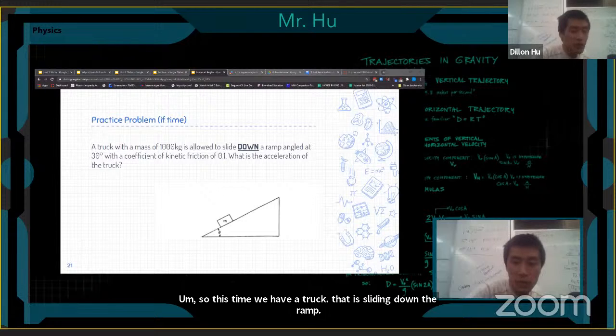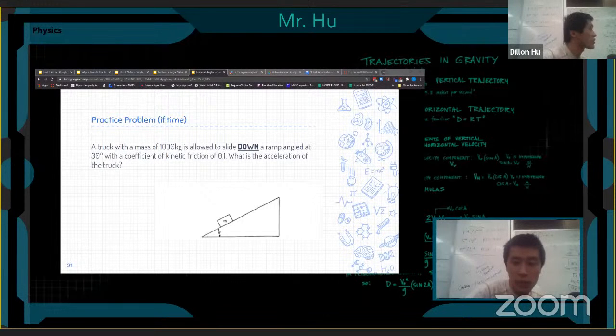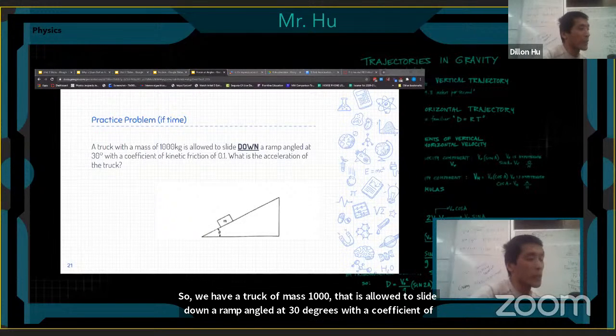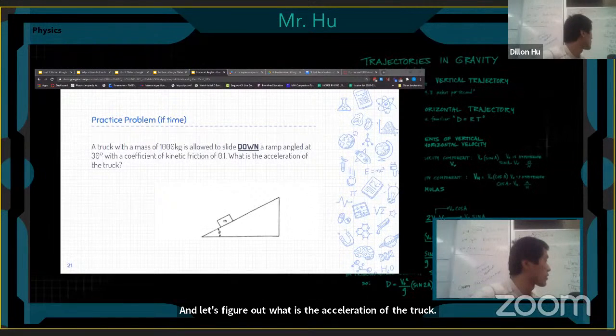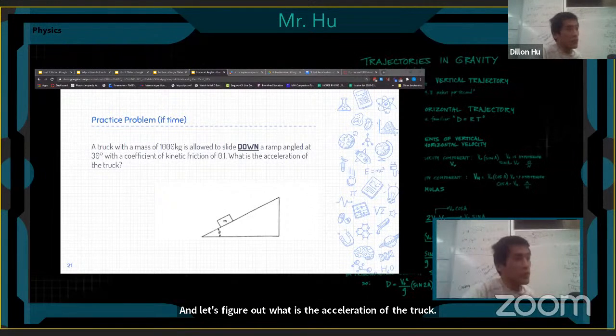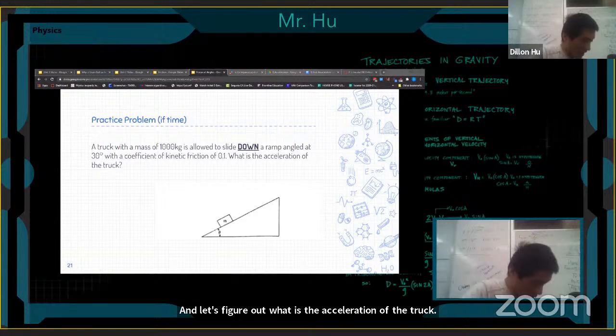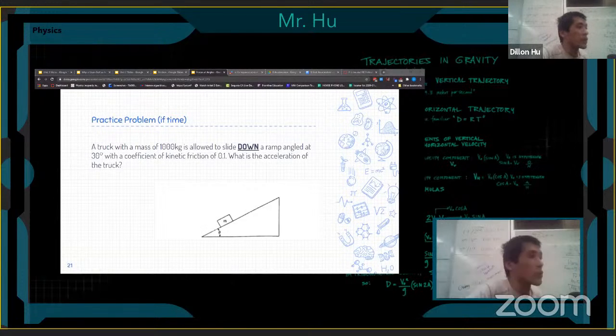This practice problem is going to be pretty much identical to what we just did, except this time the truck is going down the ramp instead of going up. Let's take a few minutes to try to figure this out.